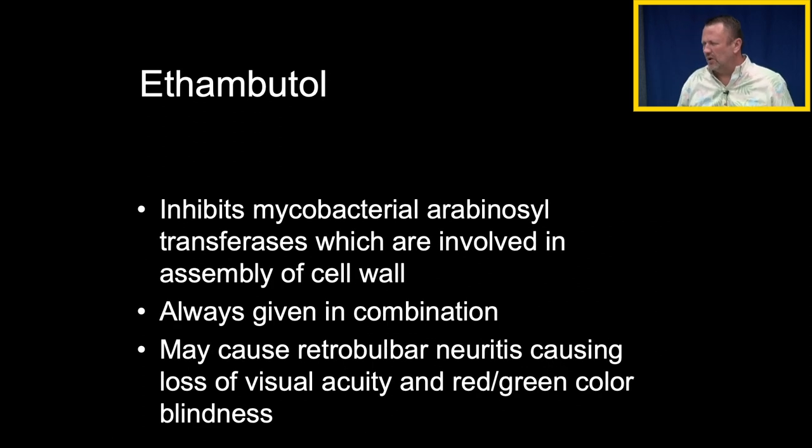Right. Ethambutol is another antimycobacterial agent. What I want you to know about this is that ethambutol causes retrobulbar optic neuritis. Retrobulbar means behind the bulb of the eye, so retrobulbar neuritis is the same thing as optic neuritis. It can cause color blindness and a loss of visual acuity. This is a favorite board question: which are the major toxicities of the antimycobacterial drugs?